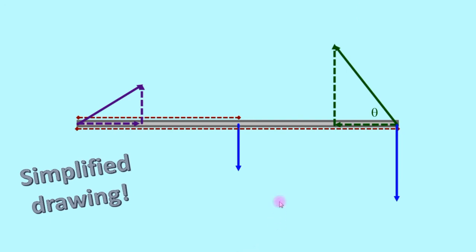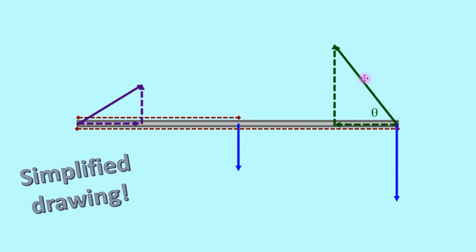Now, for a simplified drawing, we only want to look at the plank. We don't care about the wall, we don't care about the cable. Now, the forces acting on the plank is the plank itself acting at the center of mass, and also it's the sign hanging below the plank, and that's acting at the very end of the sign pole.